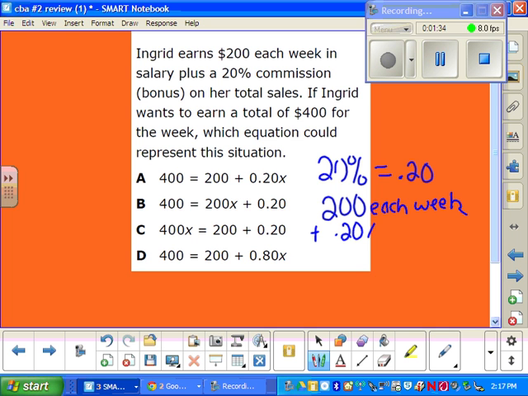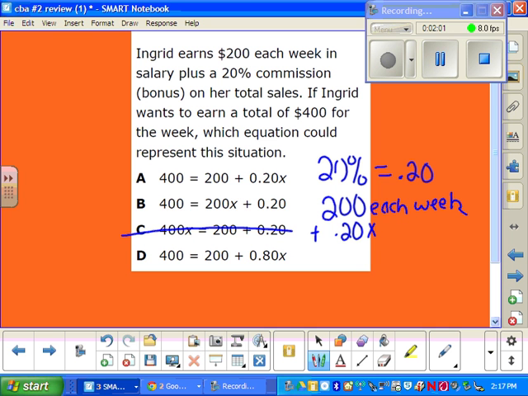So if we have $400, it equals $400, we can go ahead and eliminate C because the $400 is all it equals to. It's not going to change with x. So we can cross out C as our choice. Okay, and so now we're going to just look at A, B, and D. Let's look at A: 400 equals 200 plus 0.20x.